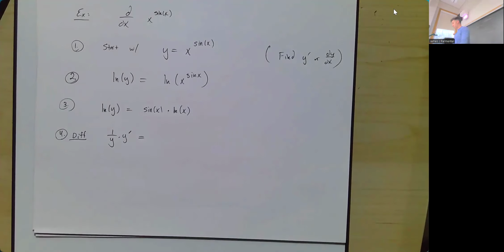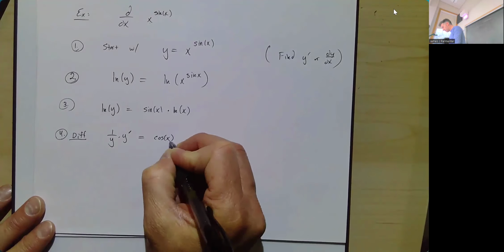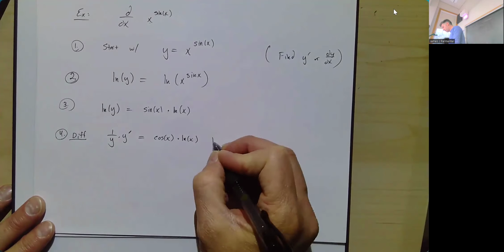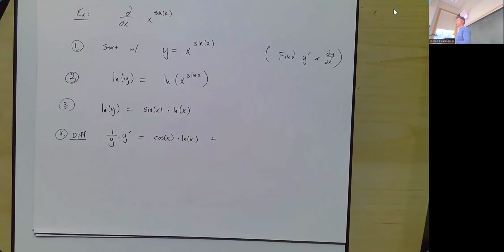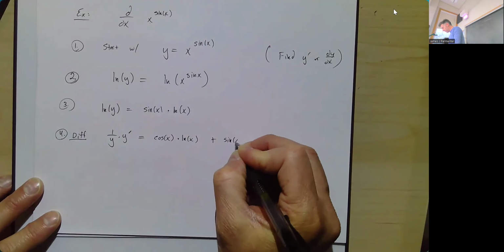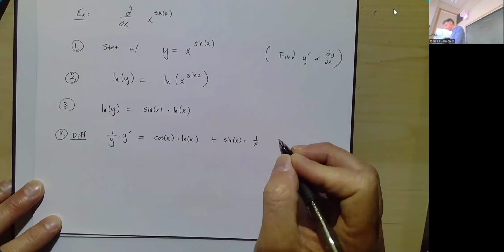Product rule. So the derivative of sine of x is cosine of x, multiplied by, leave the other thing alone, plus, then you reverse it. You leave the first thing alone, and you multiply by the derivative of the second thing. The derivative of the natural log of x is 1 over x.